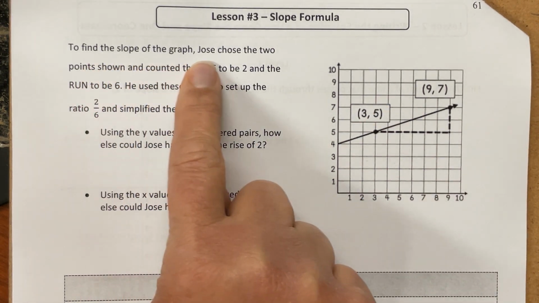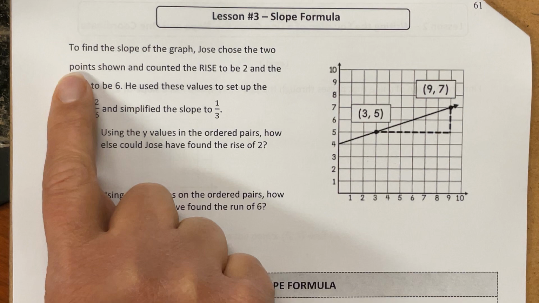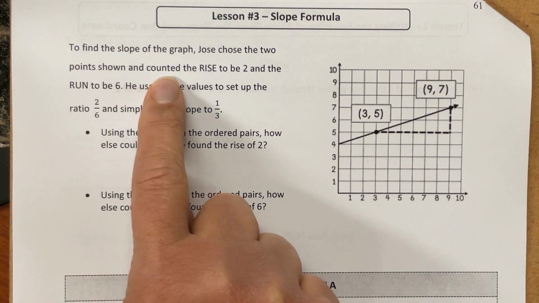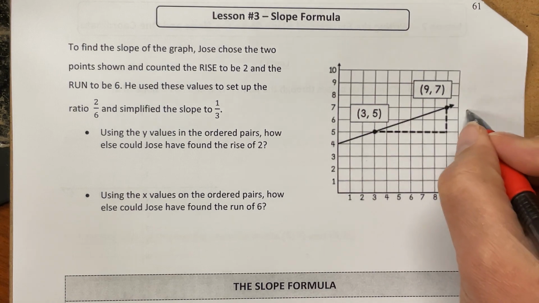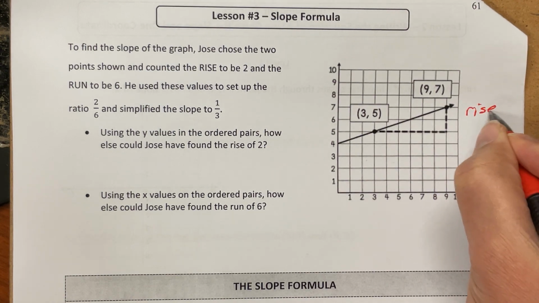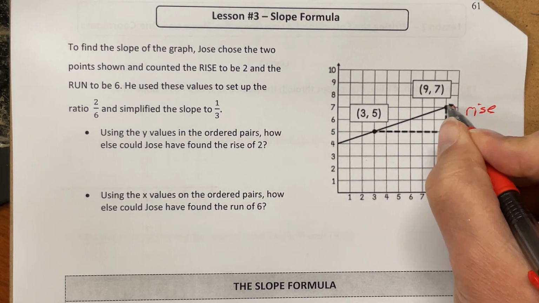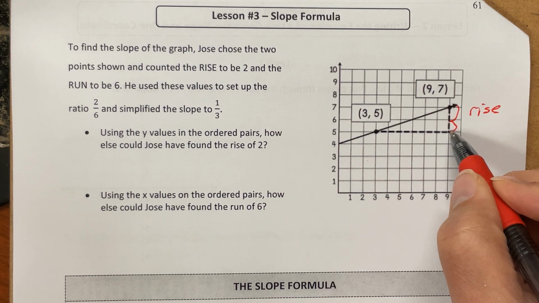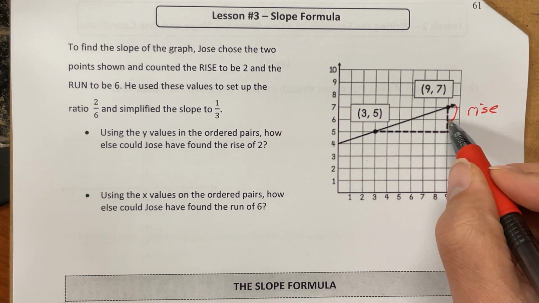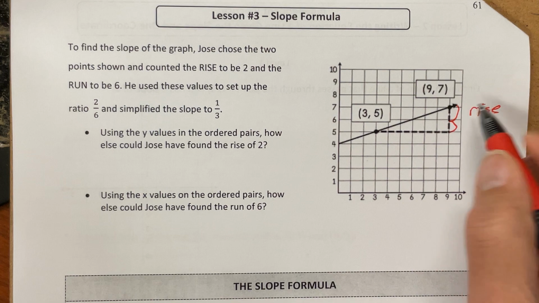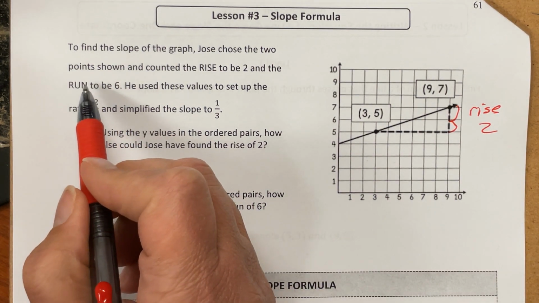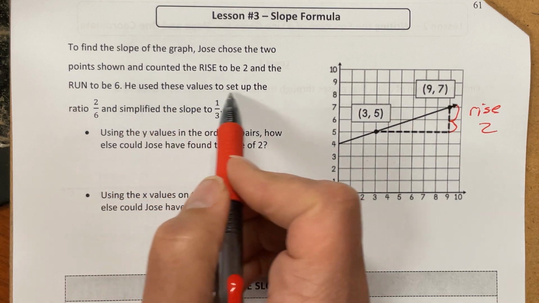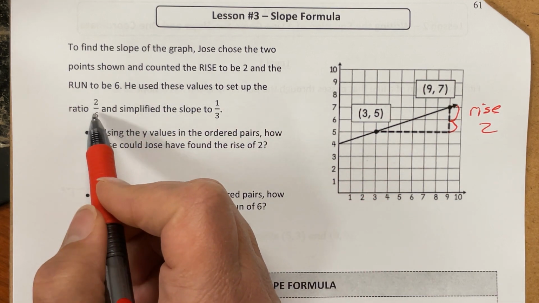So to find the slope of the graph, Jose chose 2 points shown and counted the rise to be 2. Okay, this is the rise. And he counted 1, 2. Remember, it's the whole box. You're going one side of a box, two side of a box. And then the run to be 6. He used these values to set up the ratio 2 to 6.